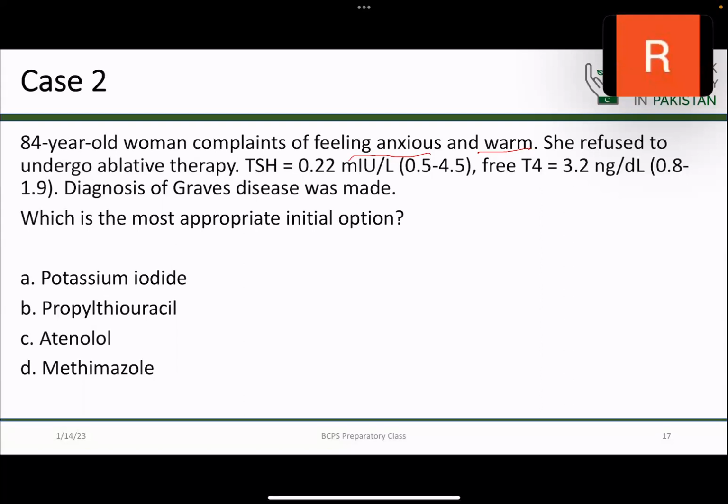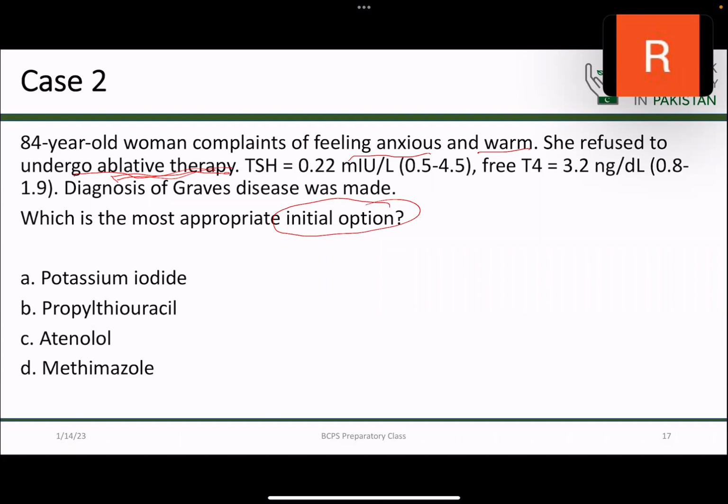Pay attention. We are talking about the initial option in a patient who has refused to undergo ablative therapy. Ablative therapy is the gold standard, the treatment of choice. But if the patient has refused to undergo ablative therapy, then we can have other options as well. So which of the following could be an appropriate initial option?